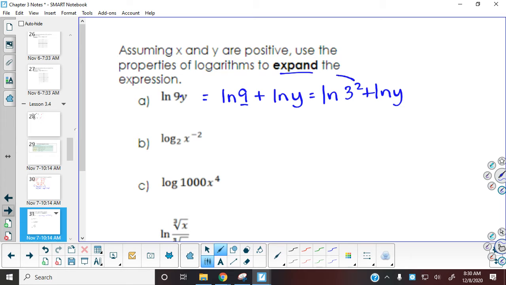And then I can take this 2 out in front, so we could have a final answer of 2 times the natural log of 3 plus natural log of y. Right? That is our answer fully expanded.